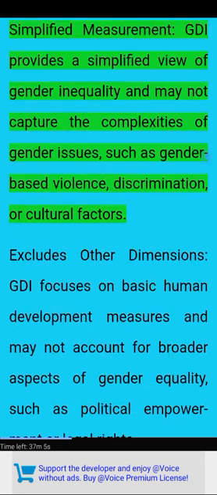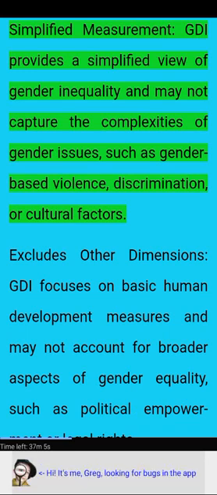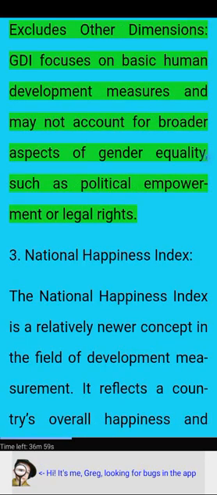Limitations of GDI. Simplified measurement. GDI provides a simplified view of gender inequality and may not capture the complexities of gender issues, such as gender-based violence, discrimination, or cultural factors. Excludes other dimensions. GDI focuses on basic human development measures and may not account for broader aspects of gender equality, such as political empowerment or legal rights.